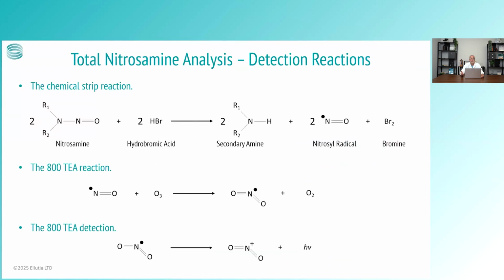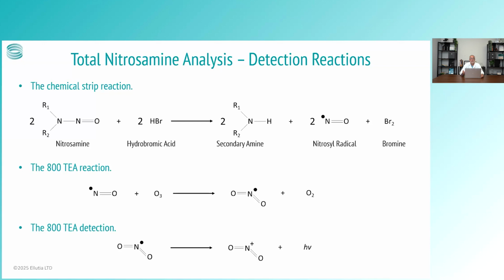Now, these are the chemical reactions that are involved with the screening process. It's split into two parts. The chemical strip reaction is where the hydrobromic acid reacts with the nitrosamine to release NO, or the nitrosyl radical. I might bounce between the two, but when I say NO, I mean the nitrosyl radical.